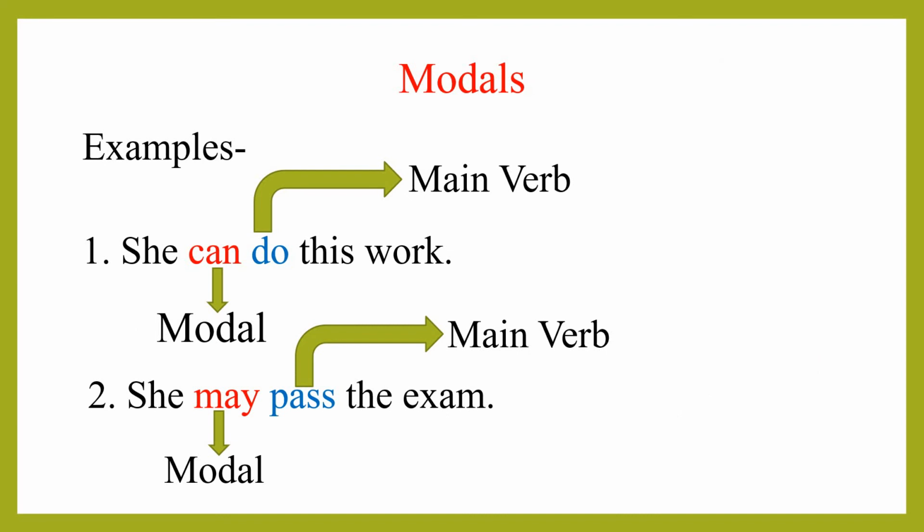Students, let's learn something about modals. Just observe the examples. Example 1. He can do this work. Here, the word can is a modal that expresses the mode of action denoted by the main verb do. Example 2. She may pass the exam. Here, the word may is a modal verb that expresses the mode of action denoted by the main verb pass. Thus, we conclude that modals are the verbs that express the mode of action denoted by the main verb, as you see in the examples.